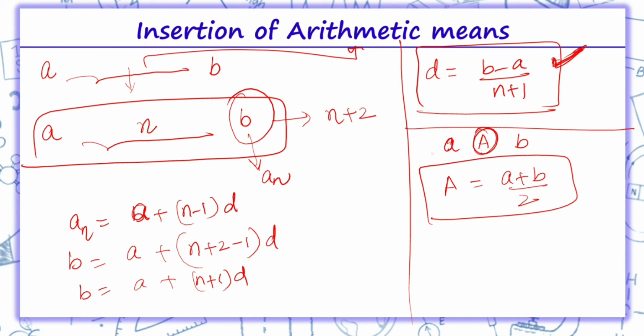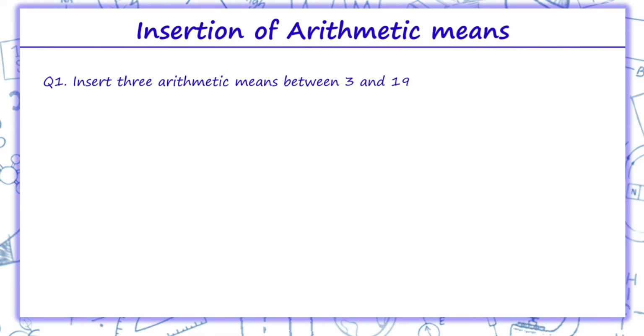Now how did this result come? We know, because these all are in AP, that A minus a will be b minus A. So here it will be 2A equal to a plus b. Thus A will be (a plus b) by 2. So this is the concept which we have to apply over here, and with this concept we will be able to solve the questions. Coming on to the question: we have to insert three arithmetic means between 3 and 19.